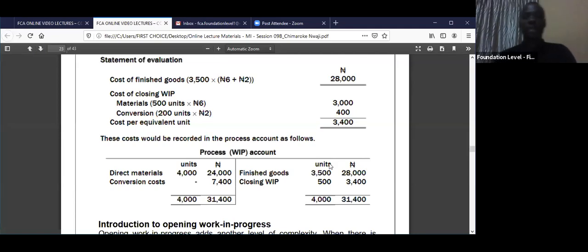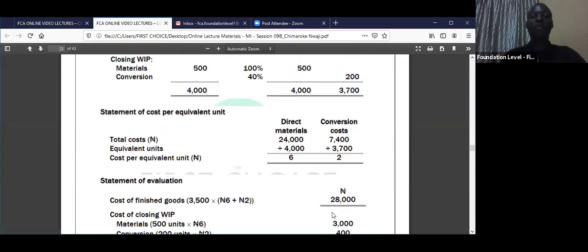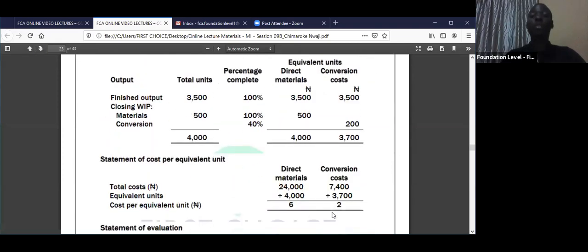Okay, so we see that our input is equal to our output, and we've seen how we've shared the cost to finished goods and to closing work in progress. So you see, you have to do your 3 steps. First step is your equivalent costs to equivalent units. So you need to know what is the equivalent units. How many uncompleted units is equal to how many completed units in terms of material and conversion.